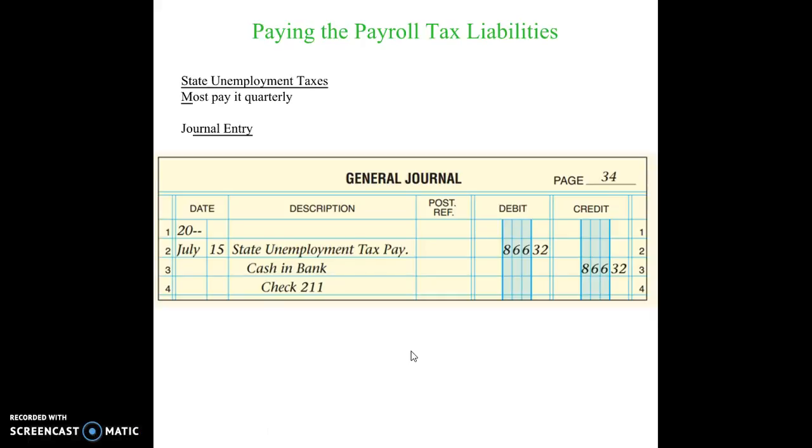State unemployment tax paid quarterly. Again, same thing, July 15th. Debit to the unemployment tax payable, credit to cash and bank, check 211.